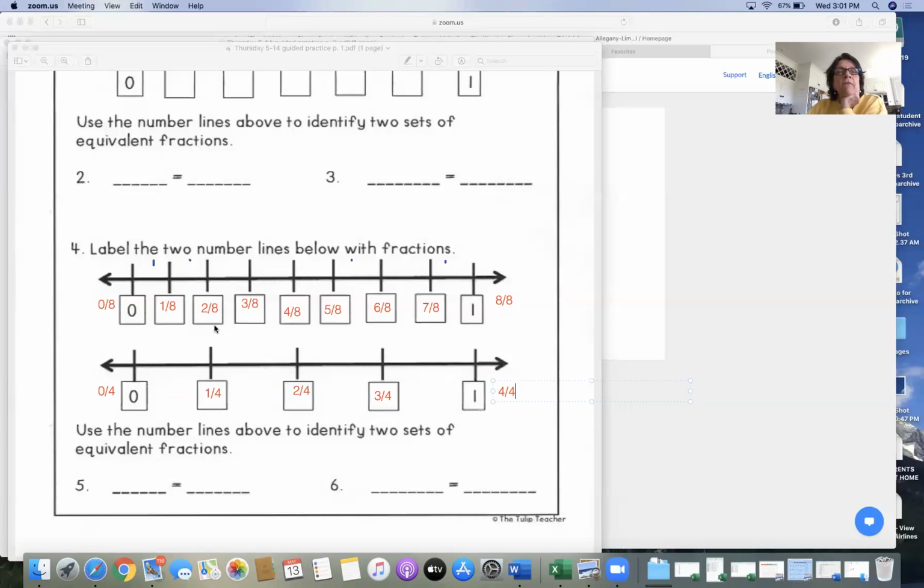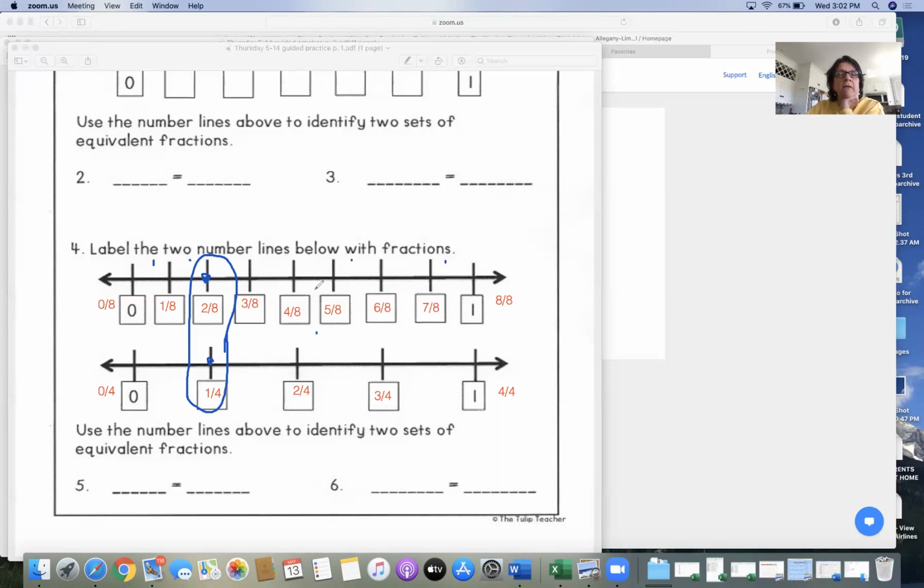So if I'm looking for the ones that are the same point on the number line, they're the ones that are above each other. So I would say 2/8 and 1/4, I can draw the circle around them. They are at the same point on a number line. Can you find another set of fractions that look like that? Same point on the number line.